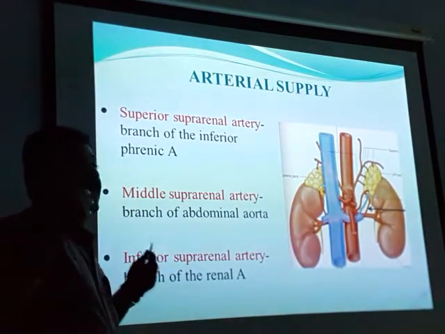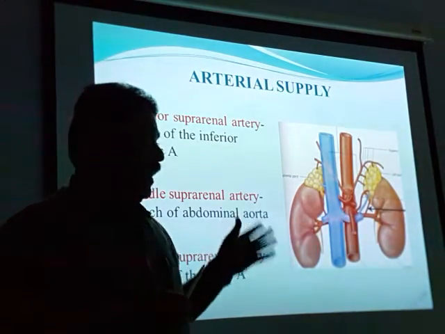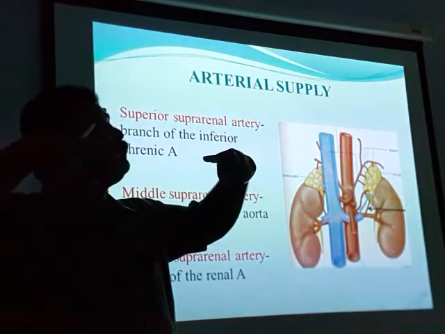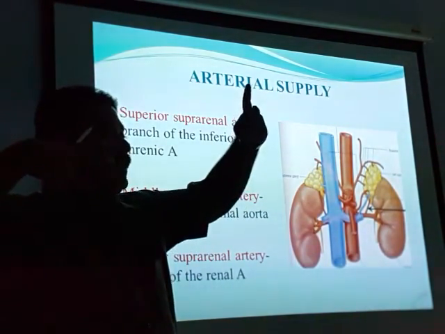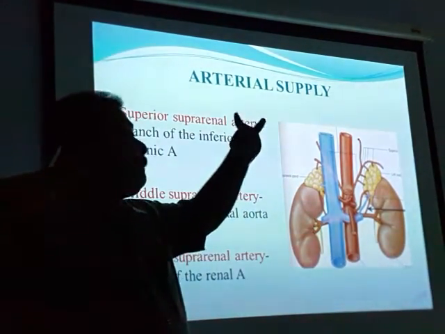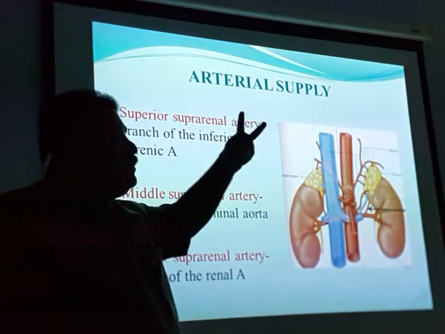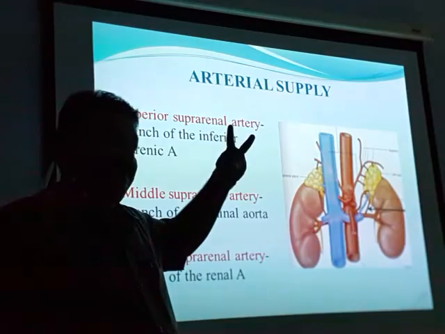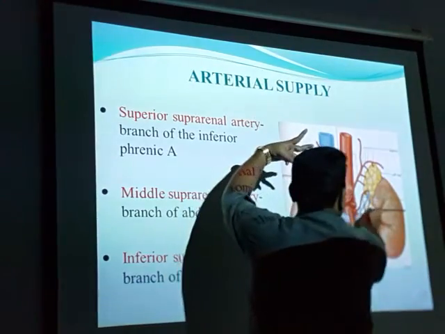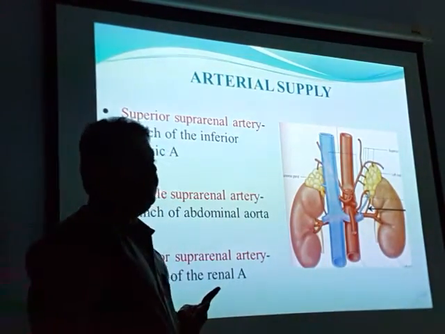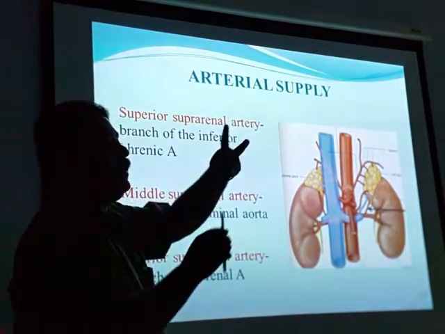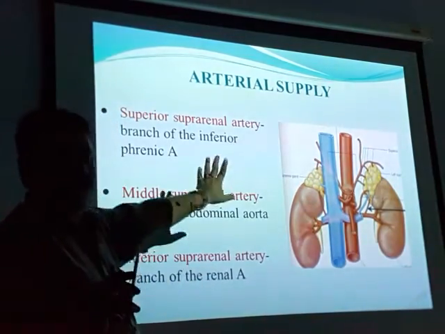So the blood supply of the suprarenal gland is by three sets of arteries: superior suprarenal, middle suprarenal and inferior suprarenal. The superior suprarenal artery is a branch of the inferior phrenic artery, the middle suprarenal artery is a branch from the abdominal aorta, and the inferior suprarenal artery is a branch from the renal artery. Is it clear now? Yes.